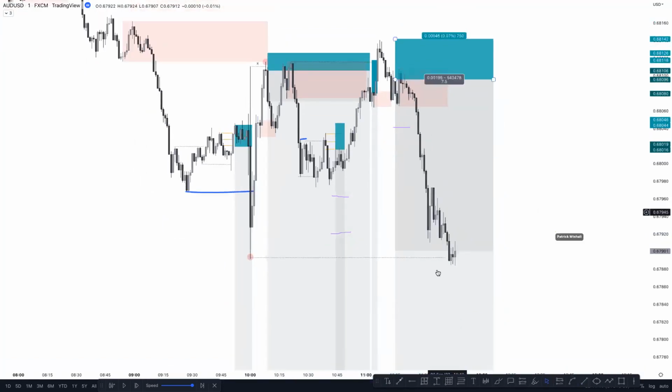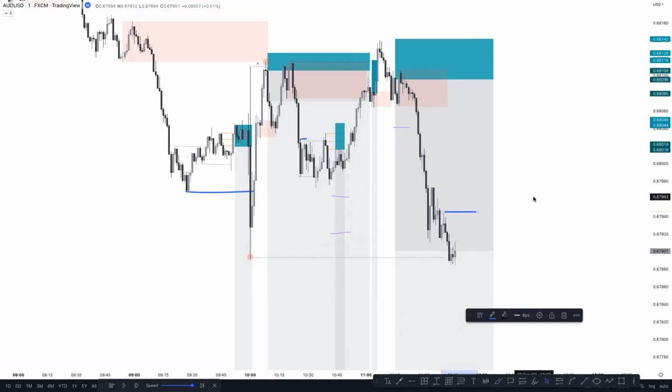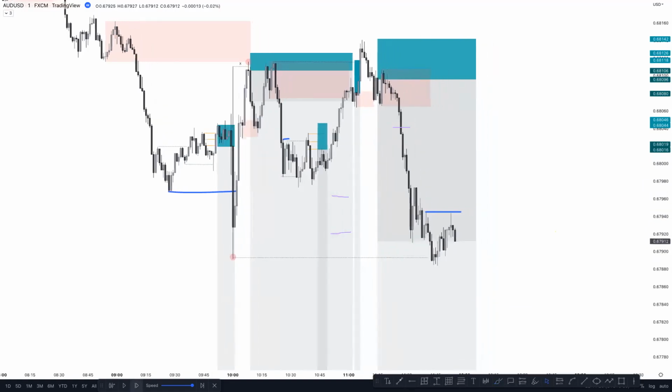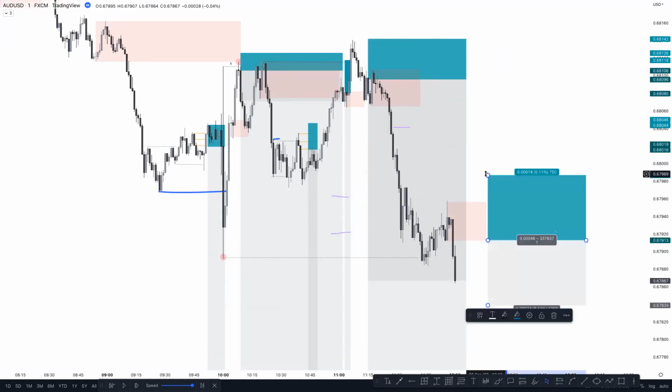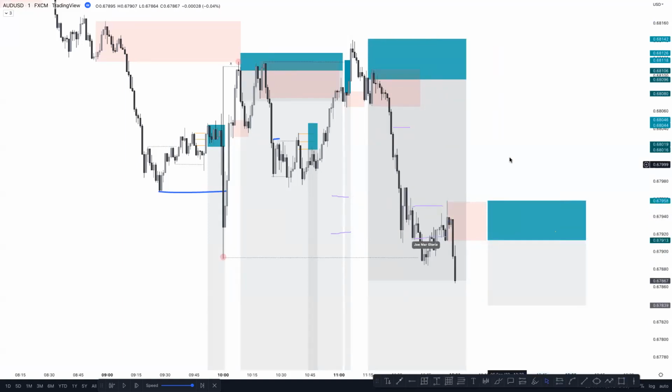Break the structure, taking out the inducement, which is here. Yes. Market taken out the inducement and we can sell on this order block. Put the stop loss just over it.